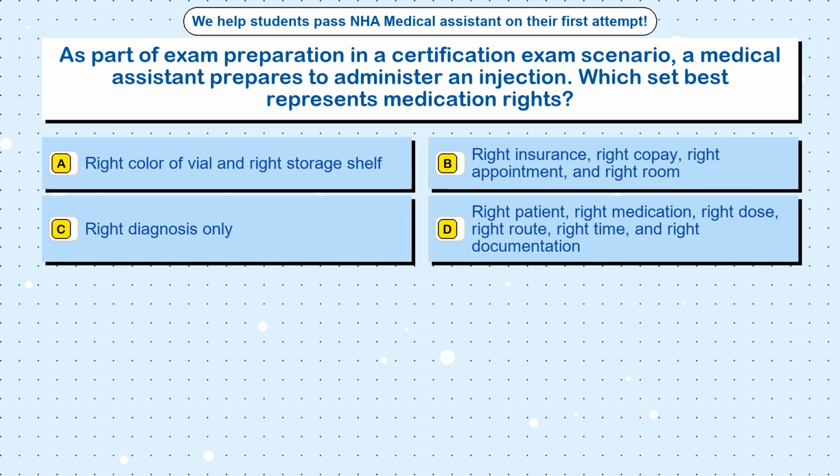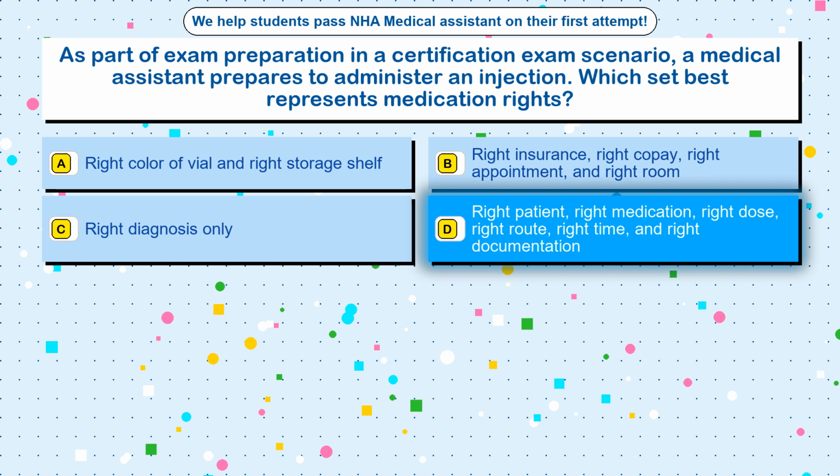Question 66. As part of exam preparation in a certification exam scenario, a medical assistant prepares to administer an injection. Which set best represents medication rights? Option A. Right color of vial and right storage shelf. Option B. Right insurance, right copay, right appointment, and right room. Option C. Right diagnosis only. Option D. Right patient, right medication, right dose, right route, right time, and right documentation.